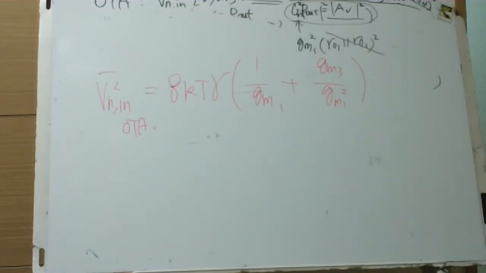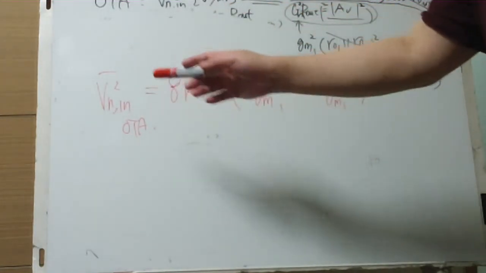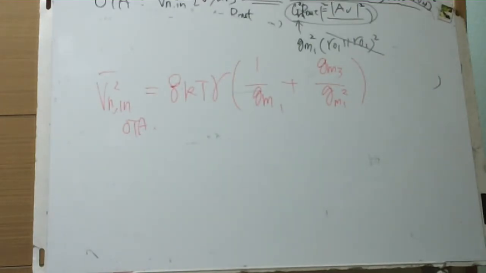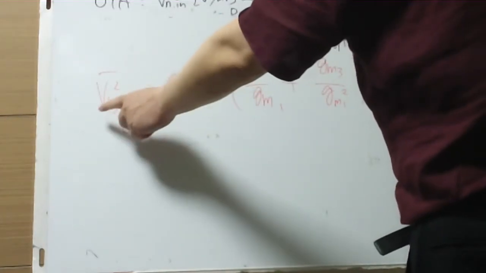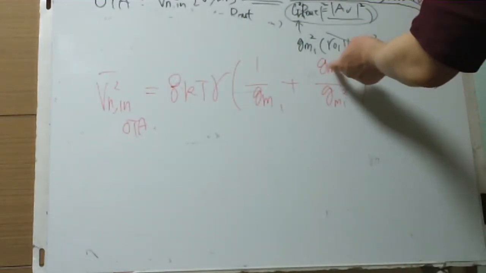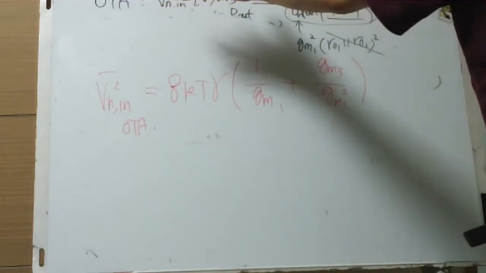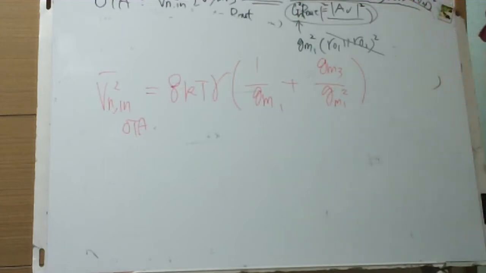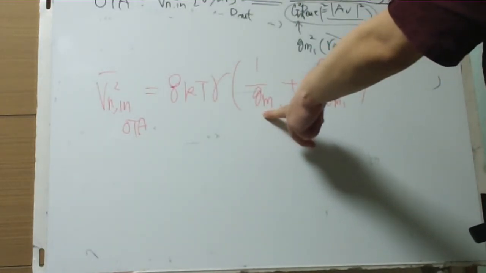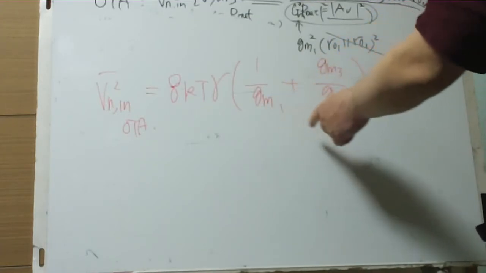Input referred noise of OTA is given by transconductance of M1 and M3. So to get smaller input referred OTA voltage noise, we need to minimize the active current mirror transconductance of GM3 or GM4, and we need to maximize input MOSFET transconductance GM1 or GM2.